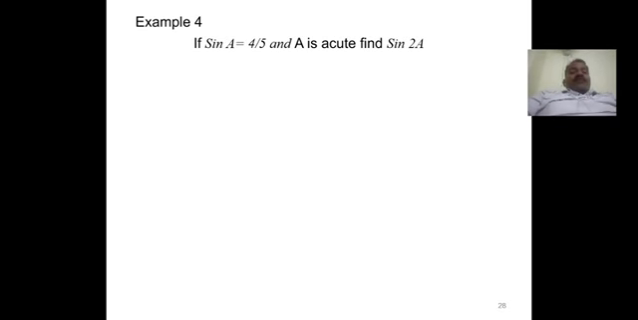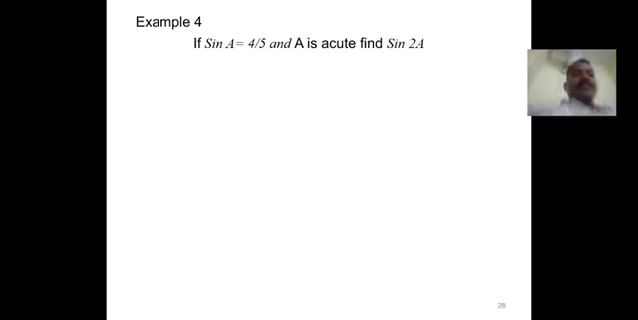Next example, if sin A is 4 by 5 and A is an acute angle, find sin 2A. For getting sin 2A, what is the formula for sin 2A? 2 sin A cos A. So for getting sin 2A, the formula is 2 sin A cos A. Here he has given the sin A value and we need to find cos A. Cos A is square root of 1 minus sin square A.